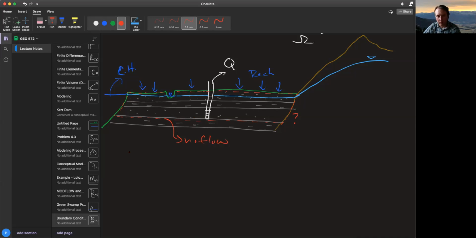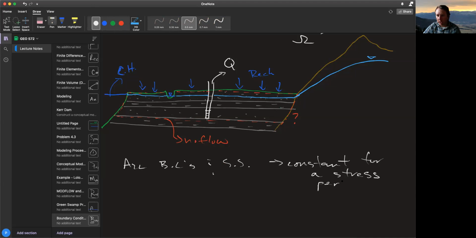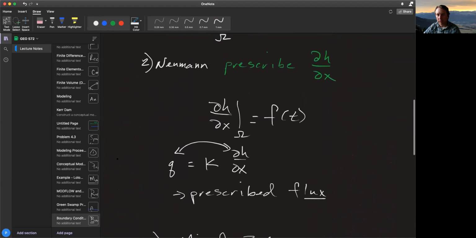So remember, in MODFLOW, all BCs and sources and sinks are constant for a stress period. That is, we define them for a stress period, and if we want them to change, then we've got to define multiple stress periods. So we accomplish this F of T up here by breaking time up into a series of stress periods in MODFLOW.